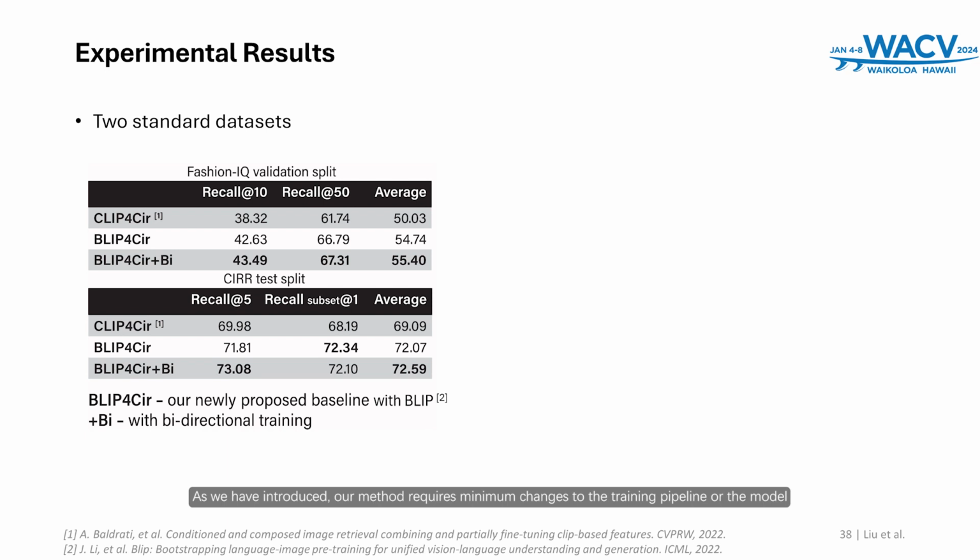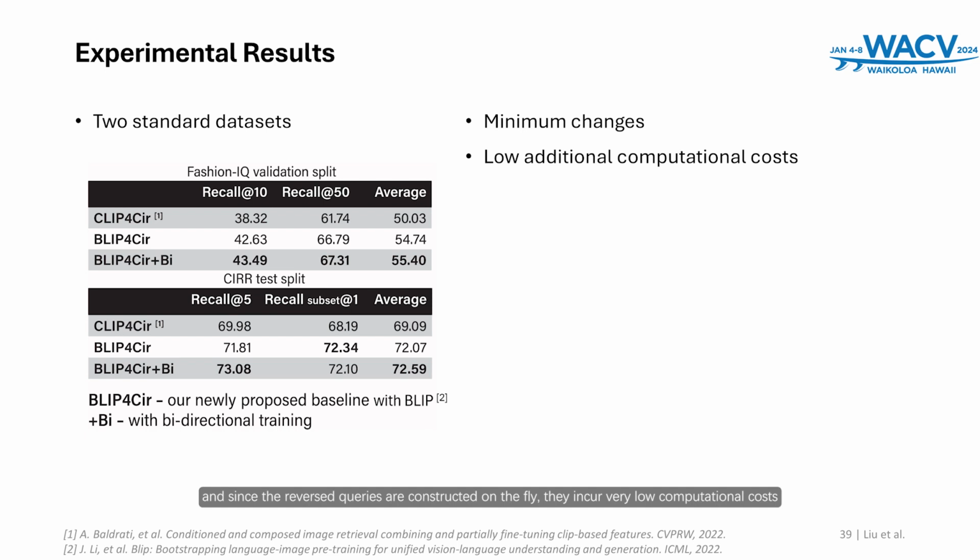As we have introduced, our method requires minimum changes to the training pipeline or the model, and since the reversed queries are constructed on the fly, they incur very low computational cost. A more detailed analysis of the performance can be found in our paper, with discussions on the special recall subset metric used in the SEER dataset, which is the only metric where we do not outperform others using bidirectional training.